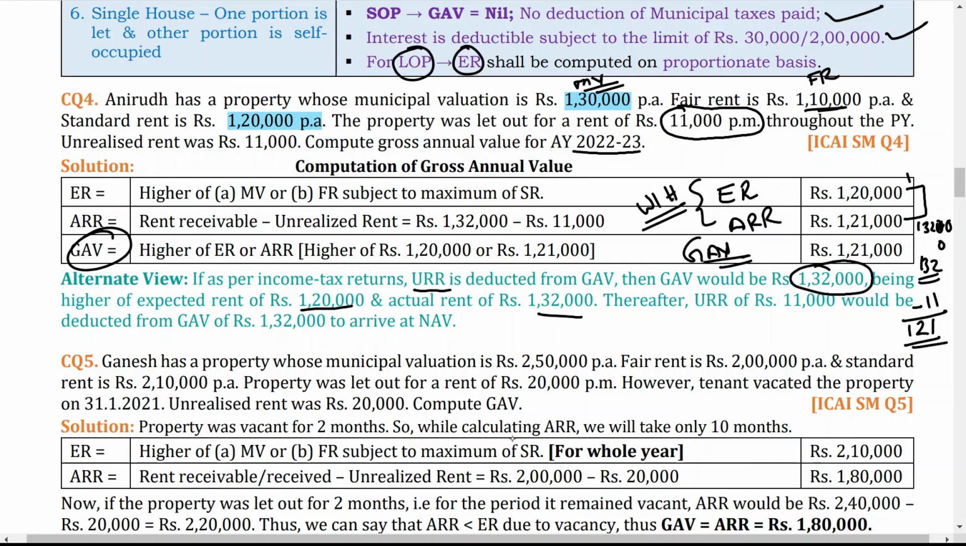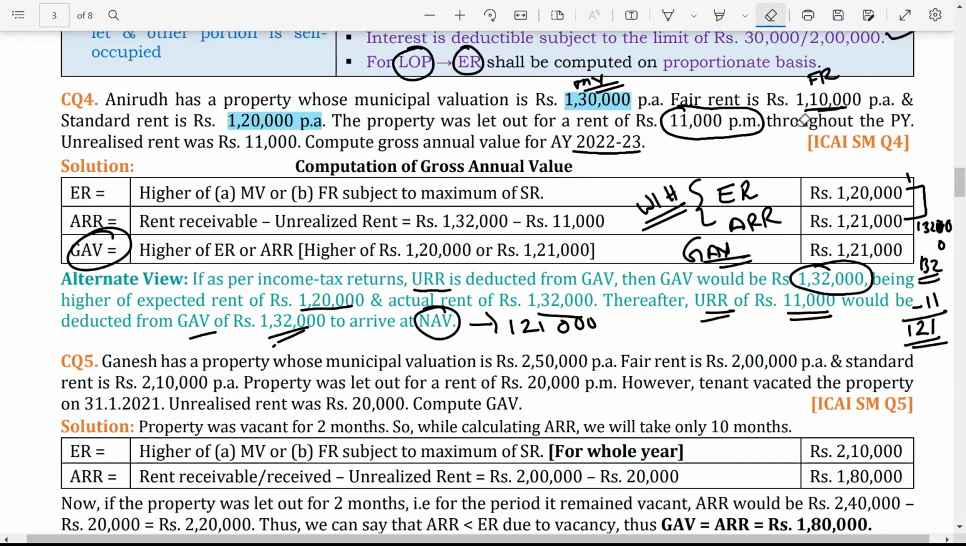And thereafter, unrealized rent of 11,000 would be deducted from GAV of rupees 1,32,000 to arrive at NAV, net annual value. So that will become 1,21,000. You will get the same answer, but in a different way. So this is the alternate view to get the same answer. Okay, now the next example.